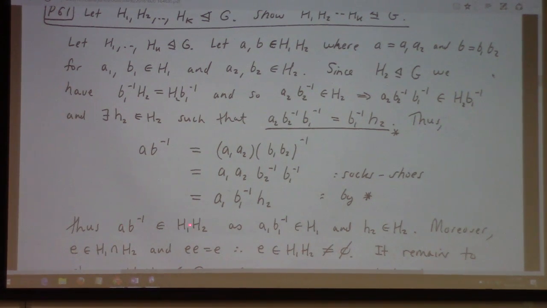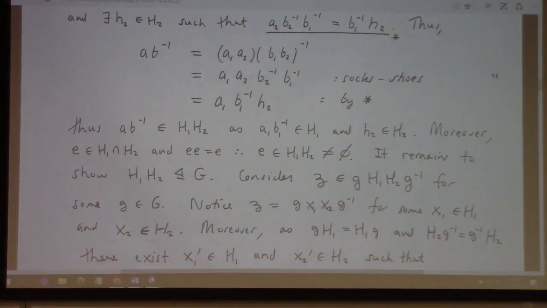I would say that we can conclude H1H2 is a subgroup by the one-step subgroup test, but we don't yet know that H1H2 is not empty. So to see that it's not empty, I notice that the identity is in both H1 and H2 because H1 and H2 are subgroups. And of course, EE is equal to E, which means that E is in H1H2, which is not empty. And so at this point, I know that H1H2 is a subgroup, but I have not shown it's normal yet, right?